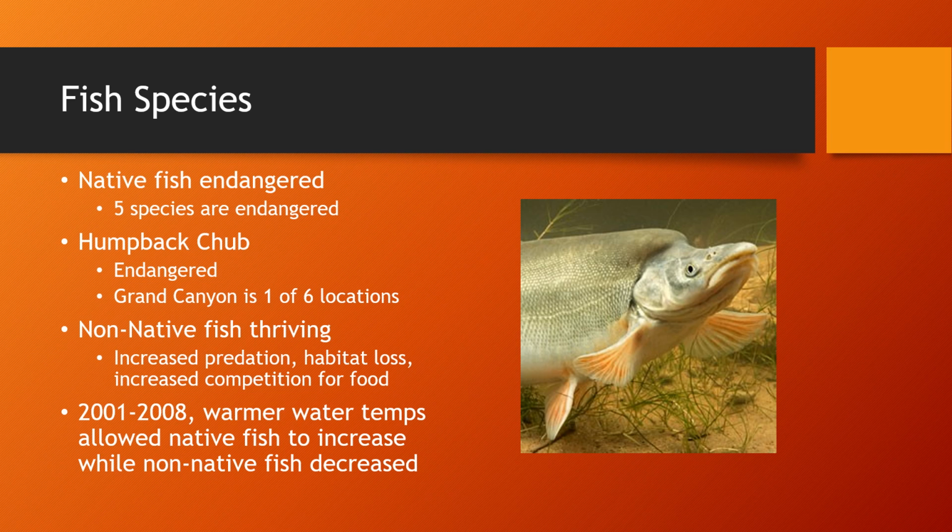From 2001 to 2008, there was an increase in the temperature of the river, and there was a noticeable difference in the native fish population. They started to see an increase in the native fish and a decrease in the non-native fish. This shows how the changing water temperatures impact these fish species.